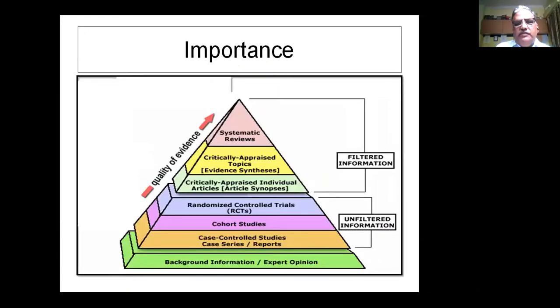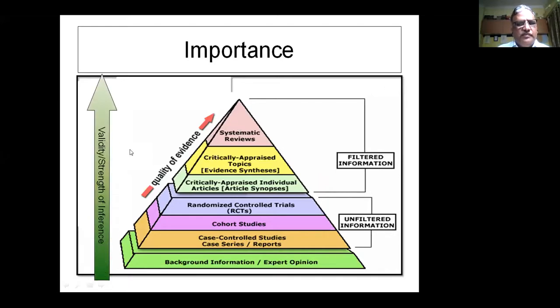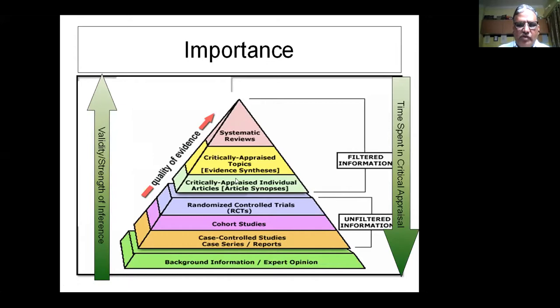Here is the pyramid of studies according to hierarchy. You start from background information, then you go to case control studies, cohort studies, RCTs, critically appraised topics, synthesized topics, and systematic reviews. As the quality of evidence goes up, the validity or the strength of inference is going to be higher when you go to the systematic review, because this is very filtered information and somebody has already worked for you. Whereas these are the unfiltered information. And when you go from bottom to top, you are going to spend less time absorbing the gist of the topic.